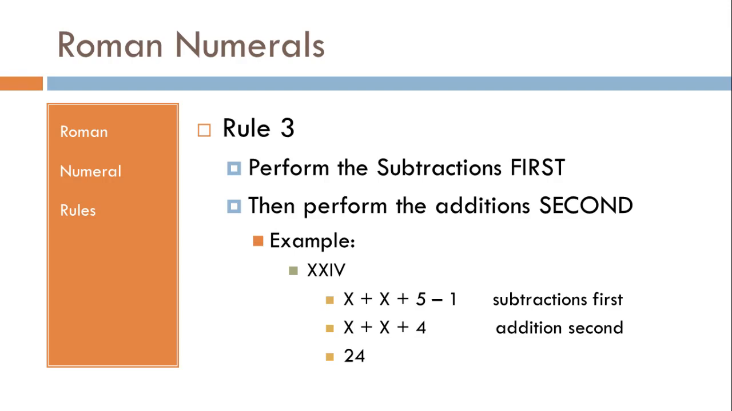Roman numerals, you don't even really think about these rules much once you really get to know them. You just kind of know what they are. You know when you see XXIV, it's 24.